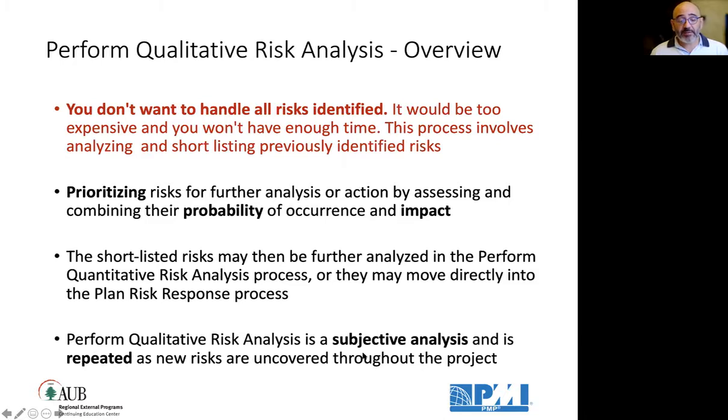Perform qualitative risk analysis is subjective. Meaning, sometimes when I say high, or I give a score of 3, someone else gives a score of 5. This is subjective. So the qualitative risk assessment is always subjective, whereas the quantitative is down to the dollar. This qualitative risk analysis is repeated as new risks are uncovered throughout the project, whether I gather them and do qualitative risk analysis, or as and when a risk is identified, I immediately do a one-on-one analysis.